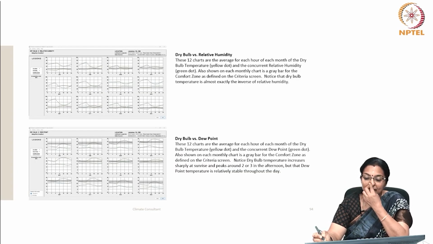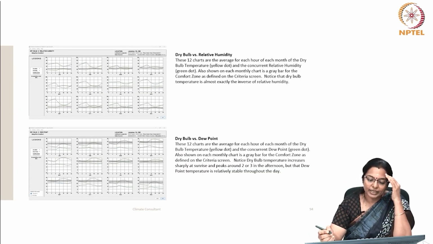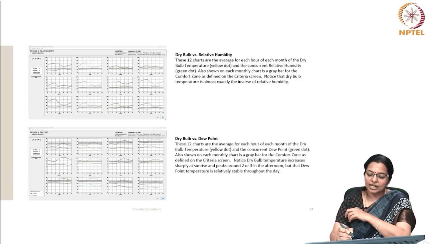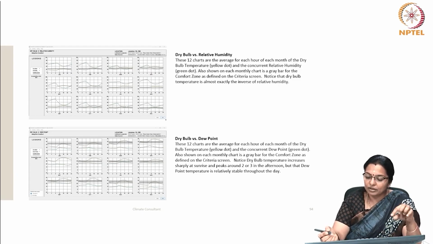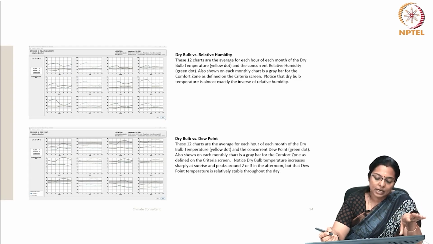Here is a chart showing the dry bulb temperature and the relative humidity. So, these 12 charts are the average of each hour of each month of the dry bulb temperature, which is shown as a yellow dot, and the concurrent relative humidity. Also shown on each monthly chart is a grey bar for the comfort zone as defined in the criteria screen. Notice that dry bulb temperature is almost exactly the inverse of relative humidity because the capacity of air to hold water increases with increasing temperature.